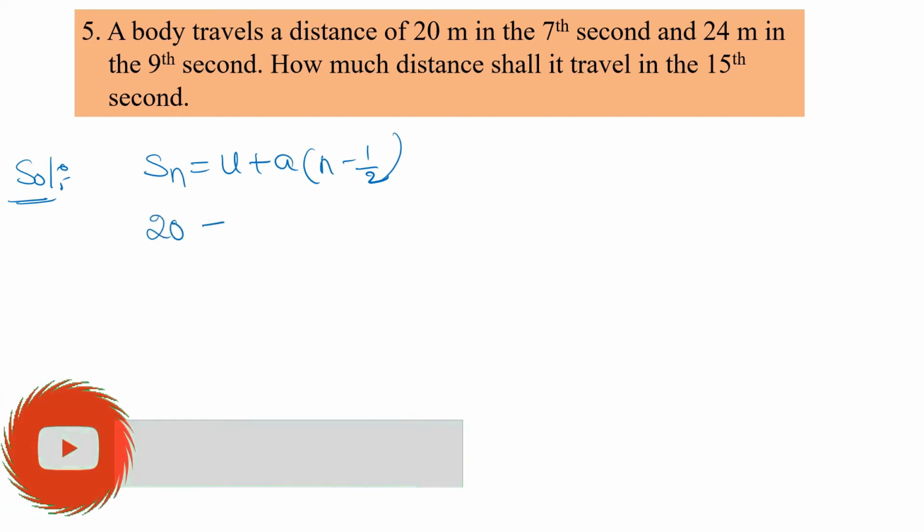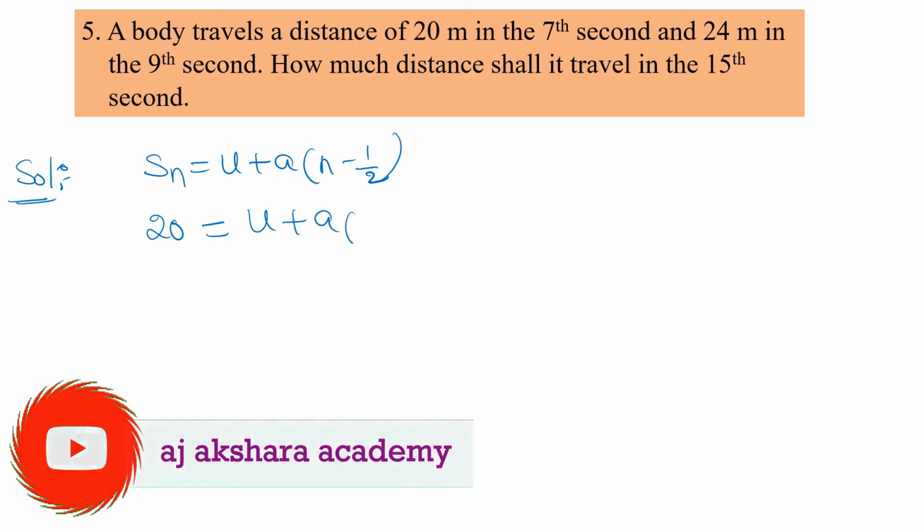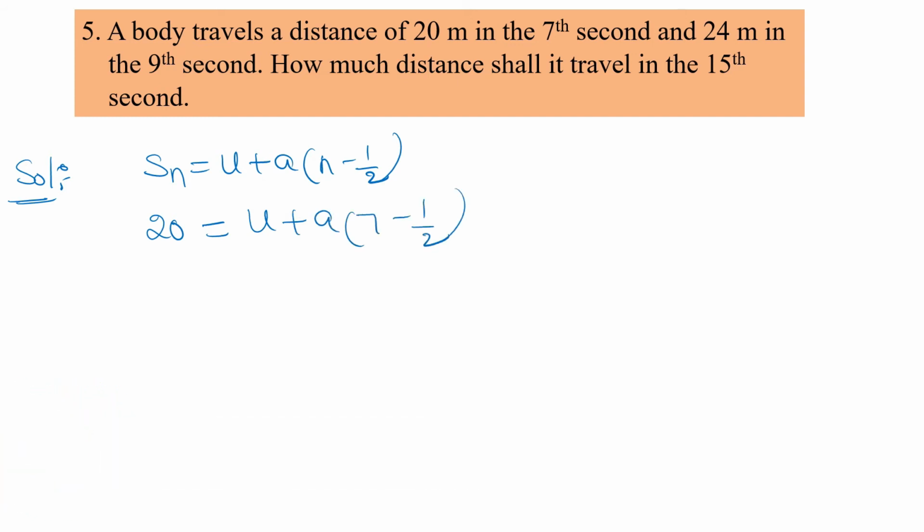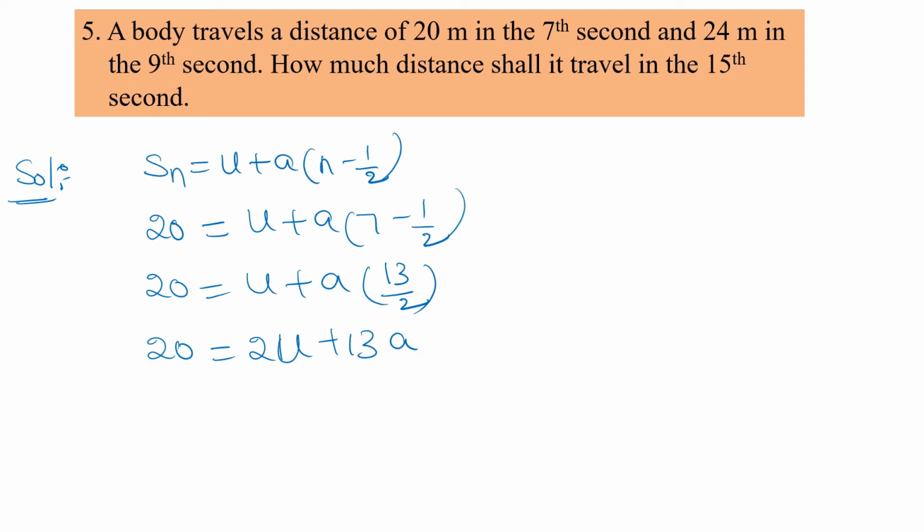So S7 is equals to 20, u plus a into 7 minus 1 by 2. So 20 is equals to u plus a into, 2 7s are 14, 14 minus 1, 13 by 2. So 20 is equals to 2u plus 13a by 2. LCM 2, so 2 20s are 40. So 2u plus 13a is equals to 40. This is equation number 1.